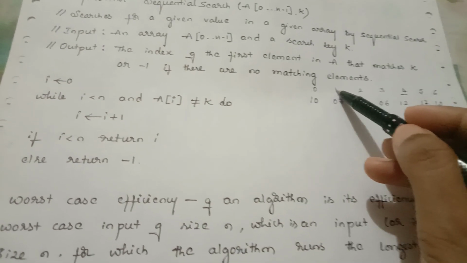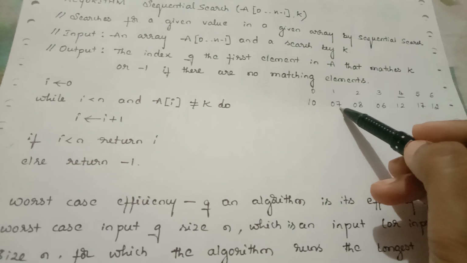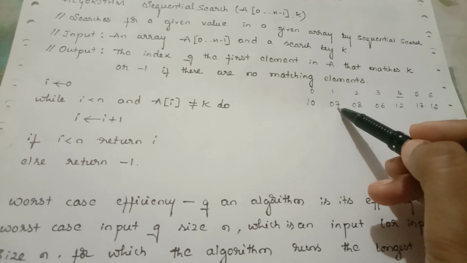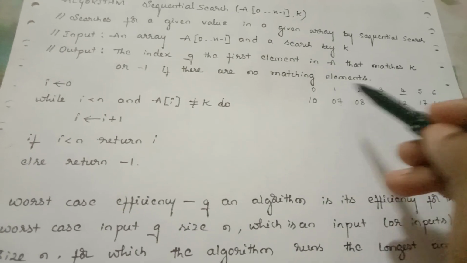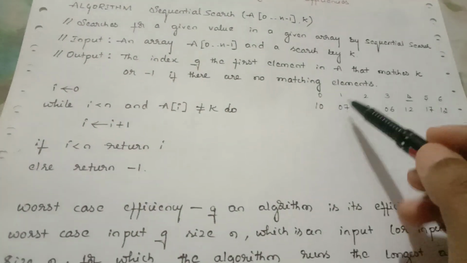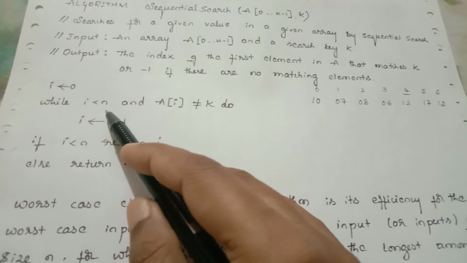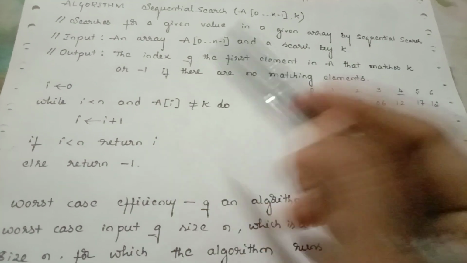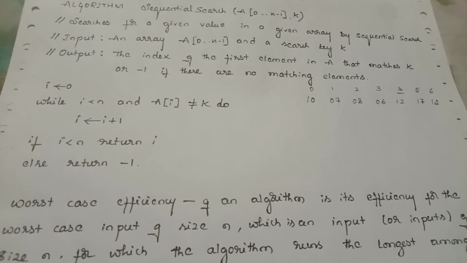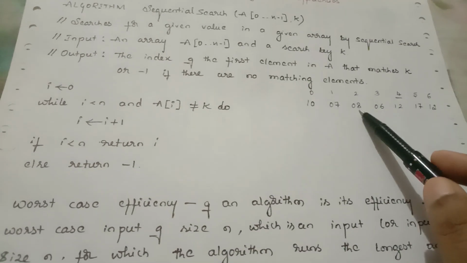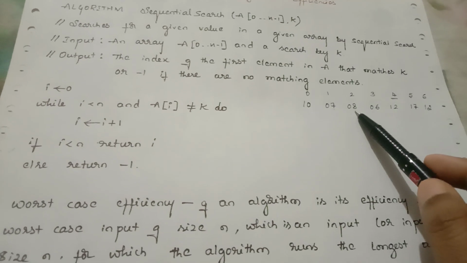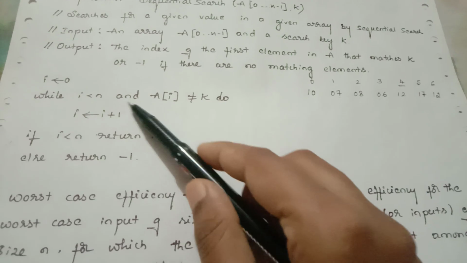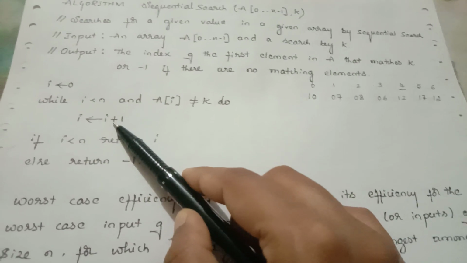No, it is not matching, so i will be incremented. i comes here. So the next element, 7, will be compared with 12. No, it is not matching. Then i will be increased. i increases here. Again we are checking whether i is less than n. Yes, 2 is less than 7. And another condition is A of i is not equal to k. So what is A of i? 8. 8 is not equal to k, that is 12. So then comes the increment of this index value.